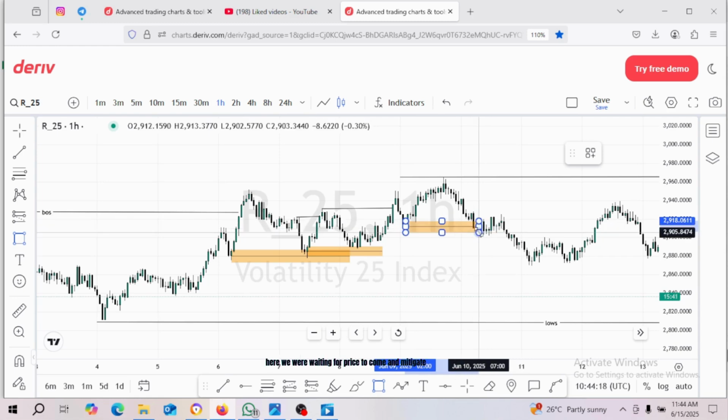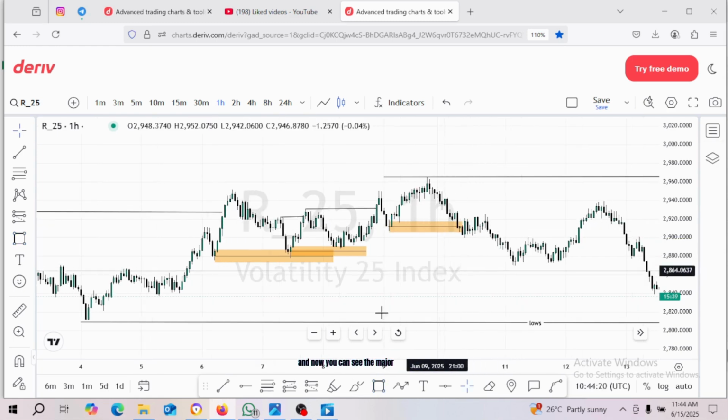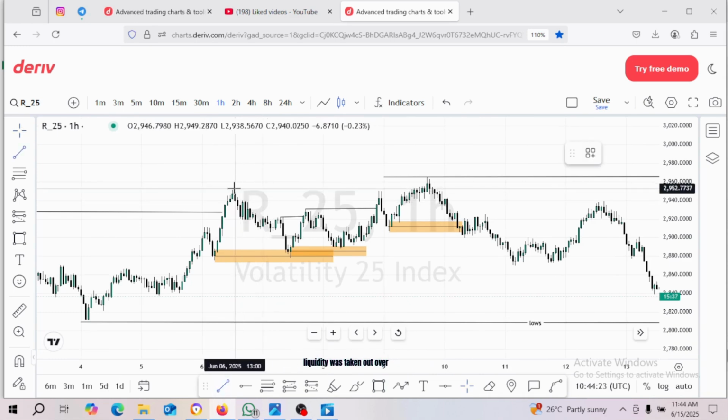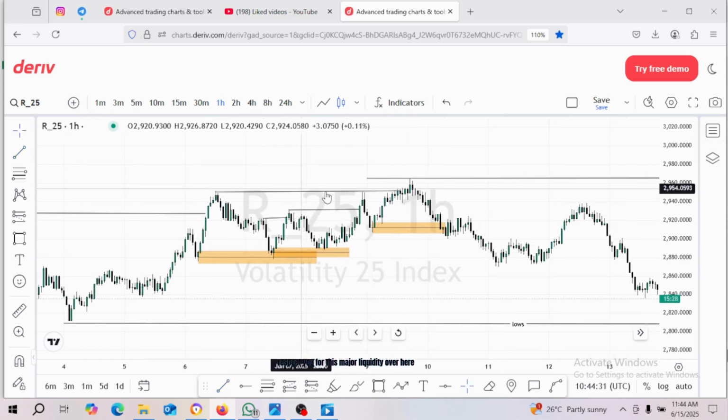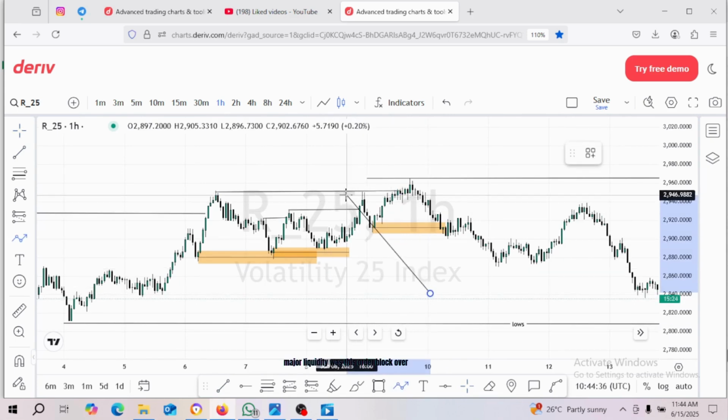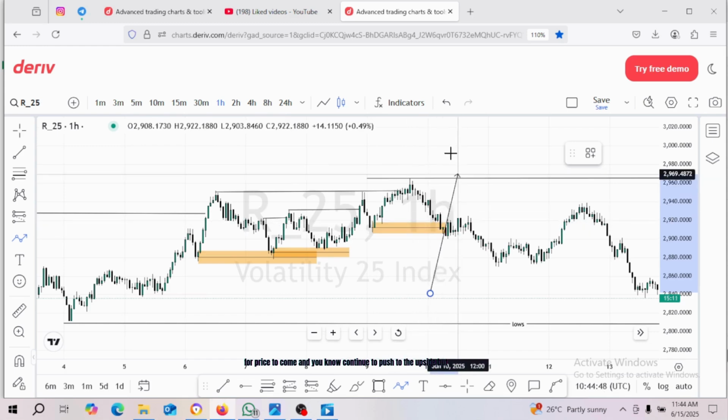We were waiting for price to come and mitigate, and now you can see the major liquidity was taken out over here. So the other block that was responsible for this major liquidity was this order block over here, because as you can see, other candlesticks have been mitigated. So this was the only candlestick I was hoping for price to come and continue the push to the upside.